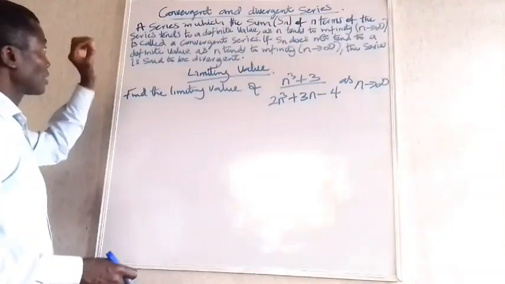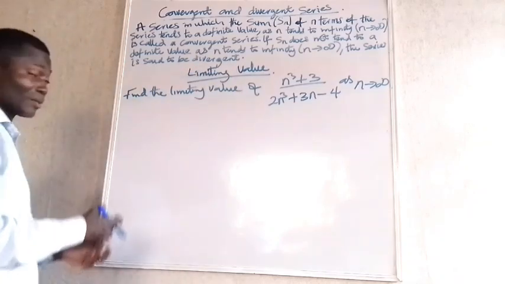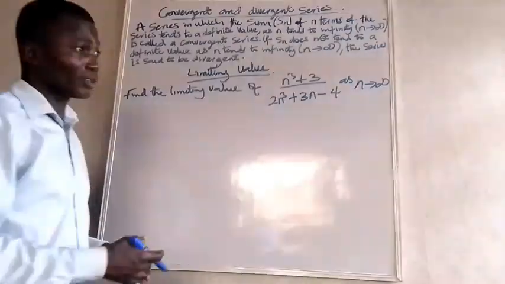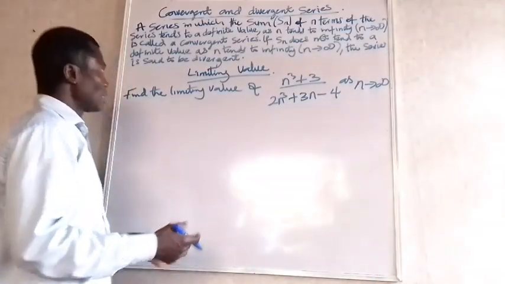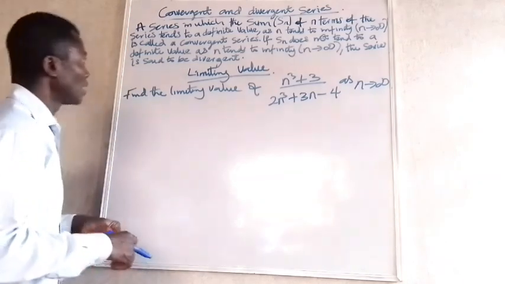But when we are talking about convergent and divergent series, you always look at it when n is at infinity. Sometimes you might have a fraction, and sometimes you might have it as a multiplication. But most times it is as a fraction. That is what we deal with under convergent and divergent series.